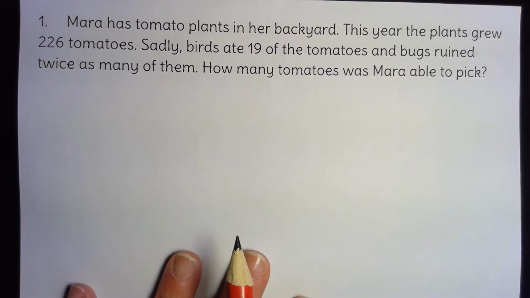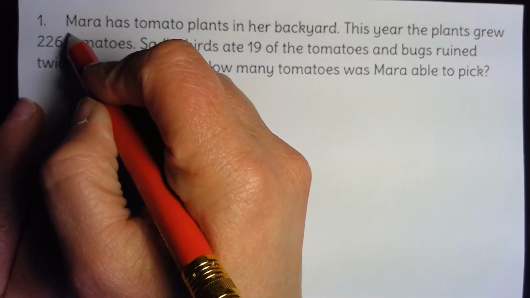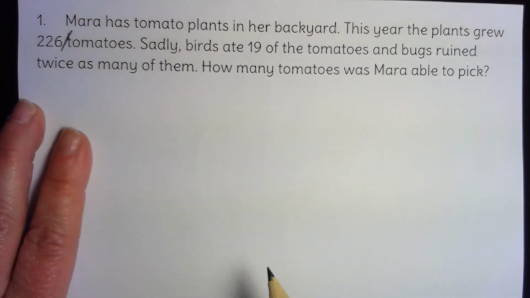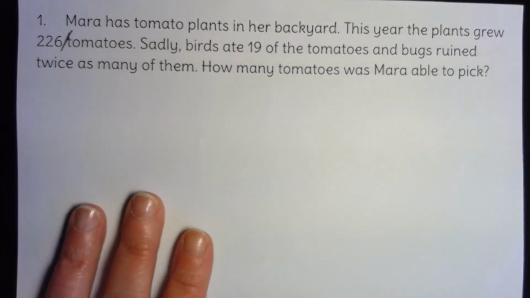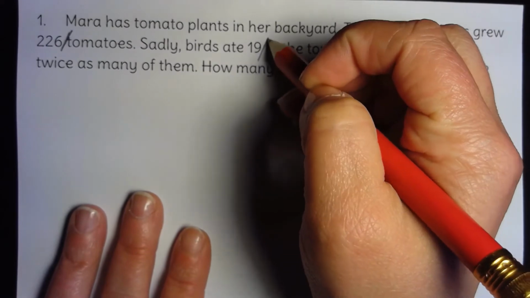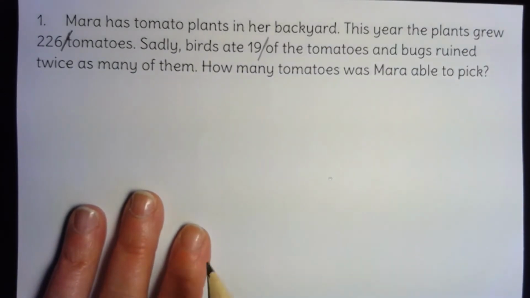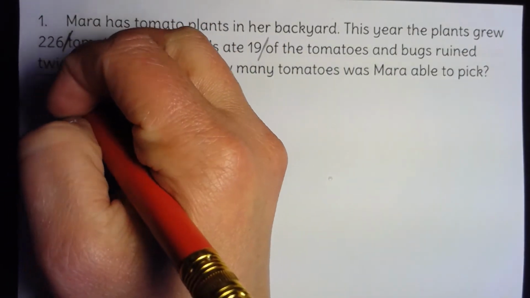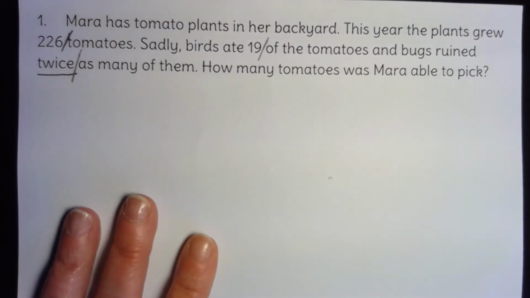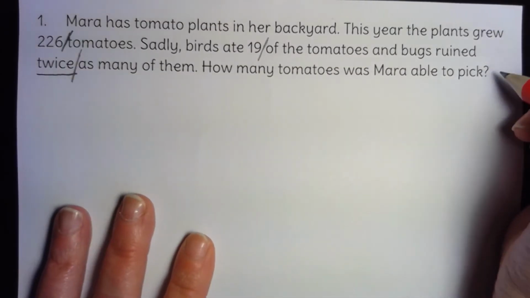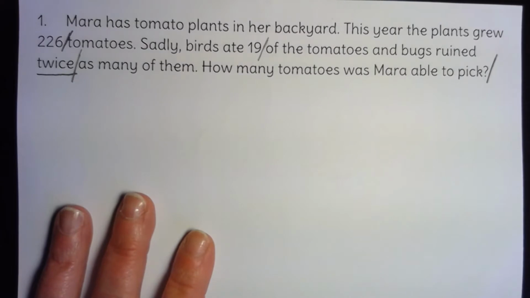Mara has tomato plants in her backyard. This year, the plant grew 226 tomatoes. Sadly, birds ate 19 of the tomatoes and bugs ruined twice as many of them. How many tomatoes was Mara able to pick?